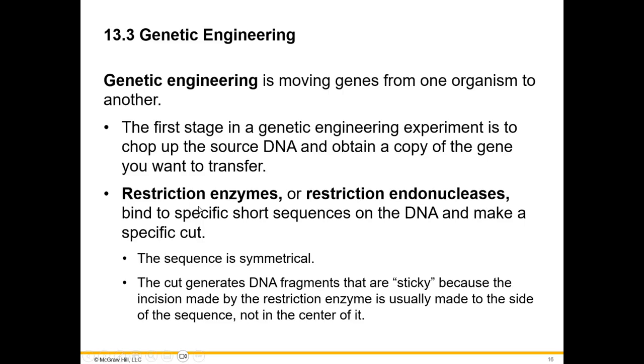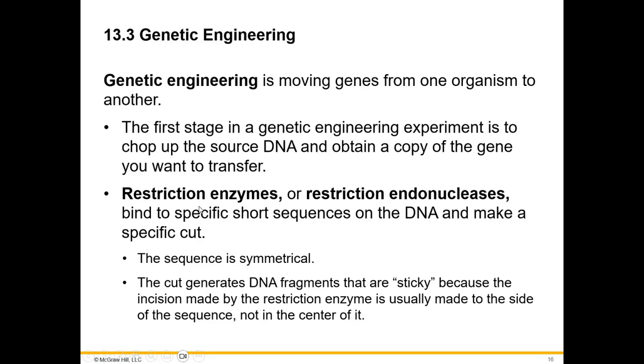When we talk about genetic engineering, that's whenever we are moving genes from one organism to another. So the first stage in a genetic engineering experiment is going to be to chop up that source DNA. We have to be able to take out the specific gene that we want to move. So we have to cut it out of the strand. And then we have to copy it, because we have to have a copy so that we can transfer it. We do this using restriction enzymes. They're also sometimes called restriction endonucleases.